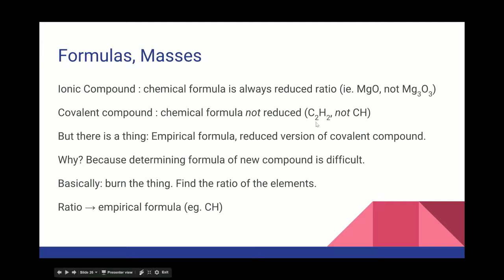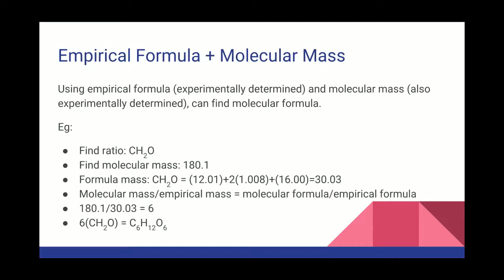So here we have acetylene, C2H2. The empirical formula is CH, okay? Just the reduced ratio. The reason it's called the empirical formula is because when you determine something in a lab, it's been determined empirically or experimentally. So if you have the empirical formula of something and you have the molecular mass of the thing, you can determine molecular mass using a different experiment. Then with those two things, you can find the actual formula of the compound.